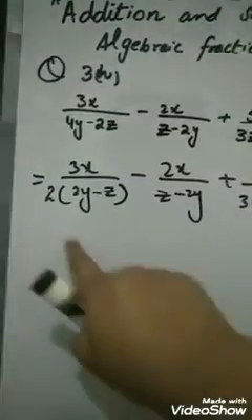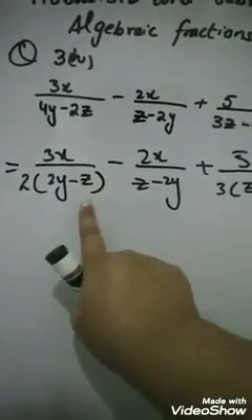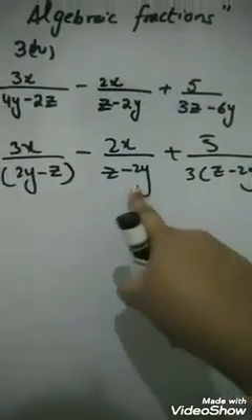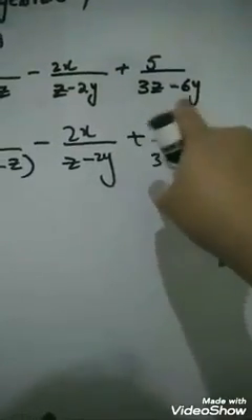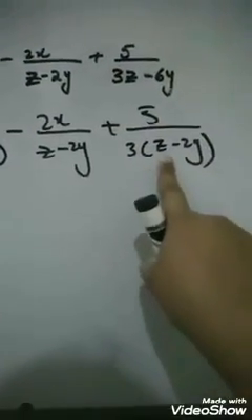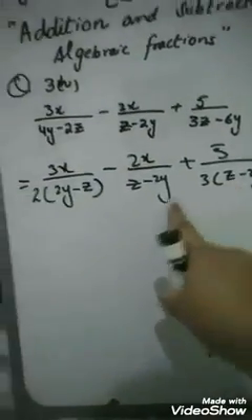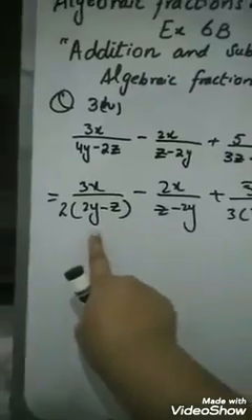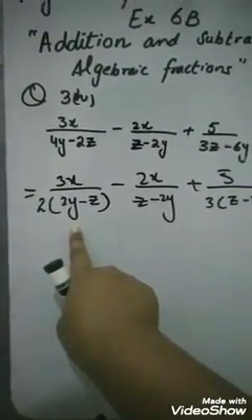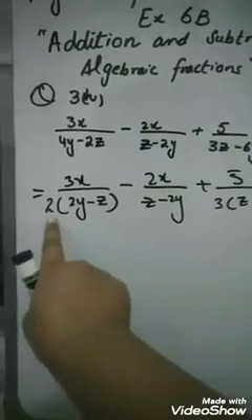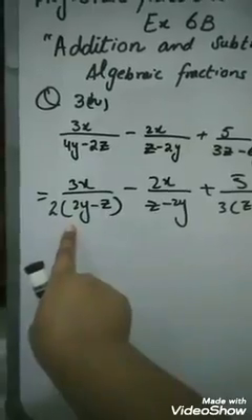Students, we extract common factor 2 from this denominator, 2y minus z minus 2y, and we extract common factor 3 from this denominator, that will be equal to z minus 2y. As you can see, there is z minus 2y, there is z minus 2y, but there is 2y minus z. The difference is in the sign. So we will take a common negative sign, or minus, from this denominator.